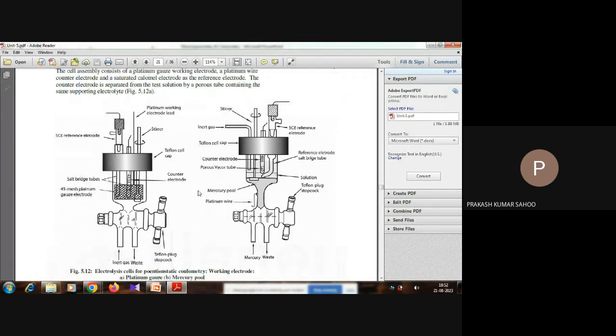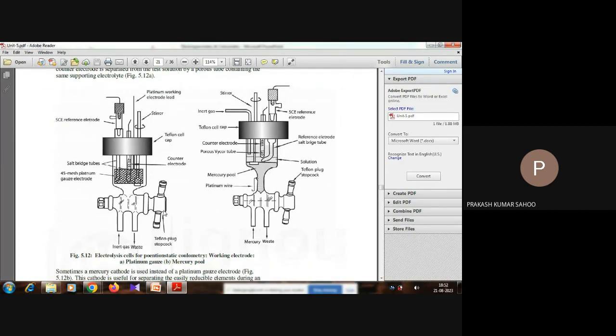Let's have a brief look at this part. The electrolysis cell of potentiostatic coulometry: working electrode, platinum gauze or mercury pool. Platinum gauze is just like your electrogravimetric type, and mercury pool is just like your constant potential electrogravimetry. Okay, so let's have this one.